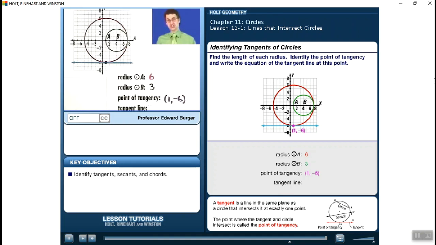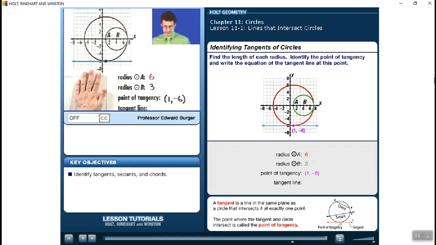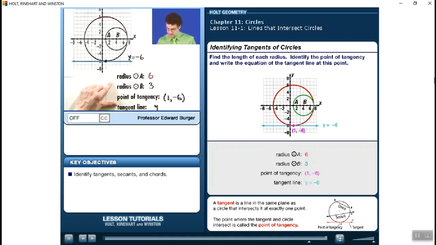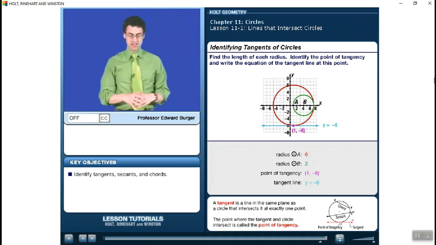And what's the tangent line? Well, the tangent line is this blue line. What's the equation for that? Well, notice that the line appears to be horizontal, so it's going to be y equals a height of negative 6. And so the tangent line is y equals negative 6, and it's this line right here. So you can get a sense of how circles and tangent lines fit in when we're looking at a coordinate plane.